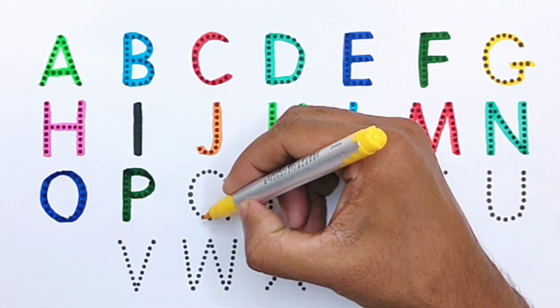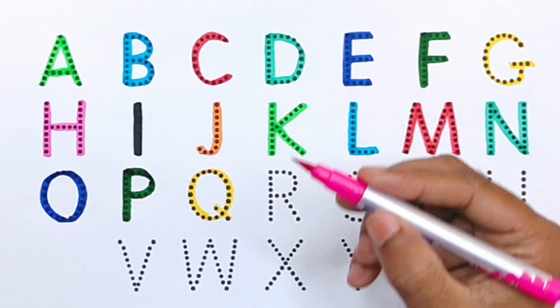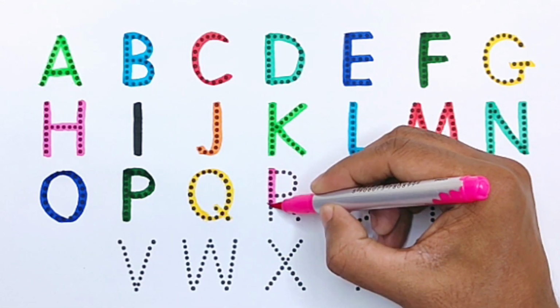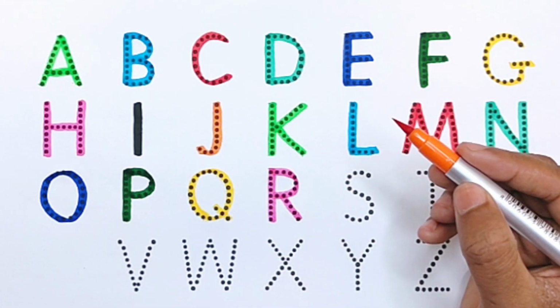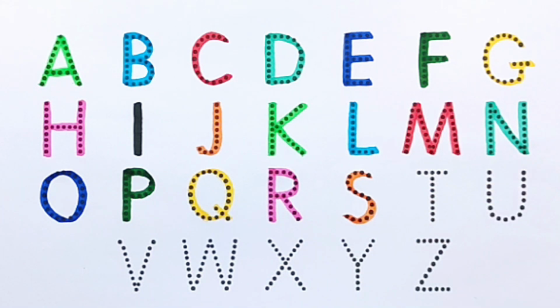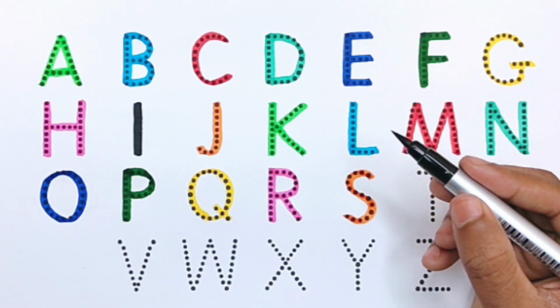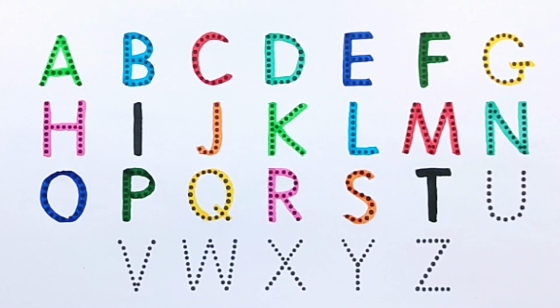Yellow color. Q for queen. Pink color. R for rainbow. Orange color. S for strawberry. Black color. T for tomato.